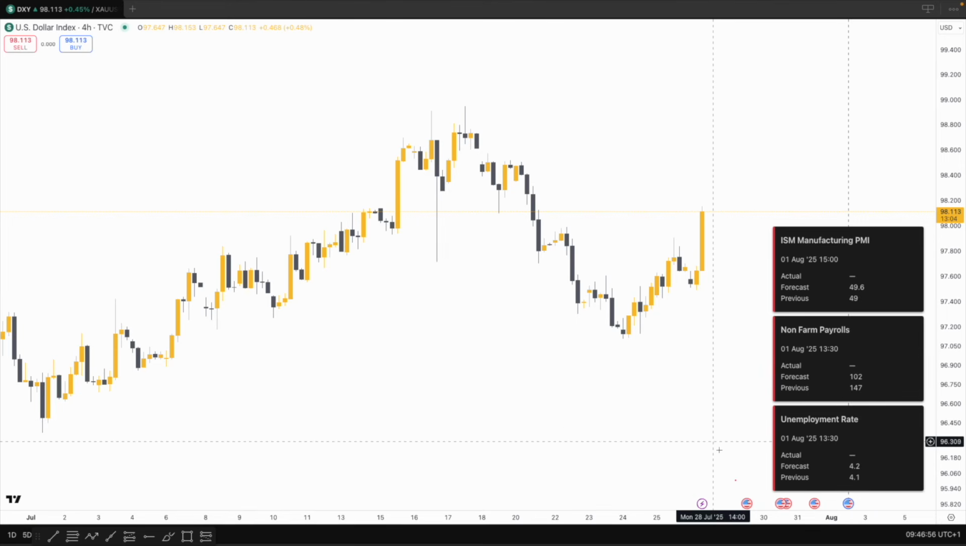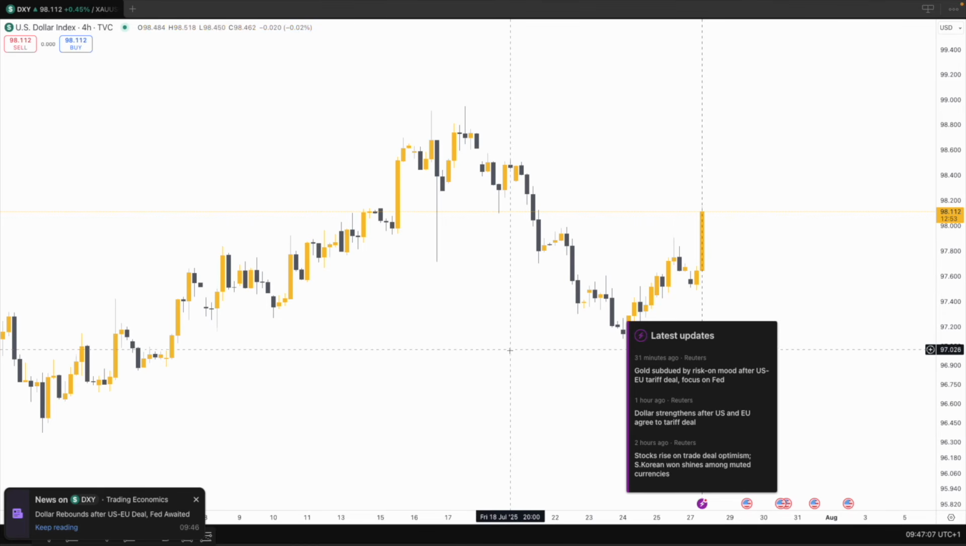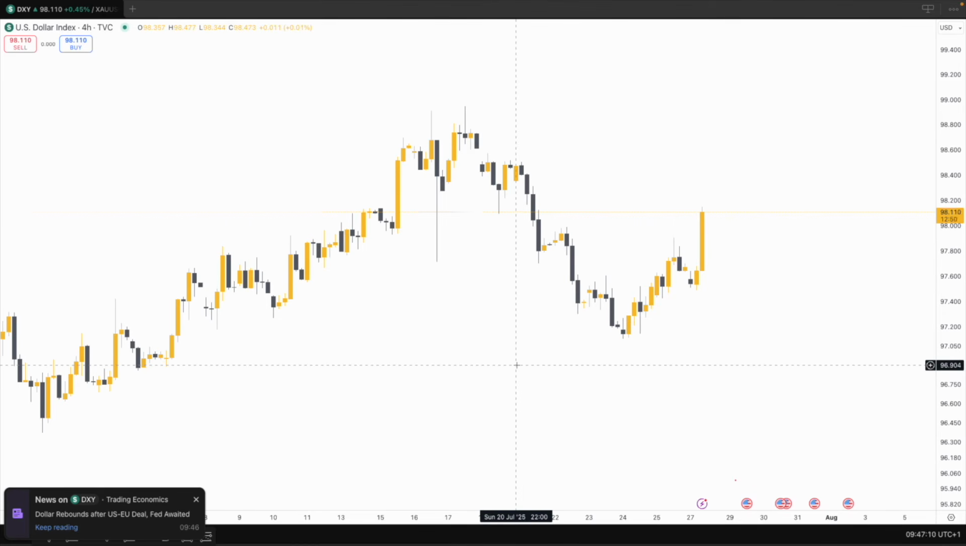And obviously, as you can see, if I go ahead and have a look here, there are some beneficial things for the dollar as of right now. You can see one has just popped up there live: dollar rebounds after the US-EU deal. So we have some deals going on. We have some stuff economically taking place.